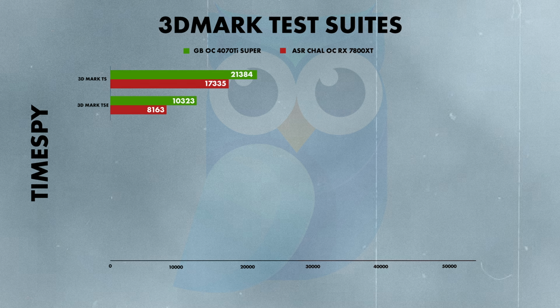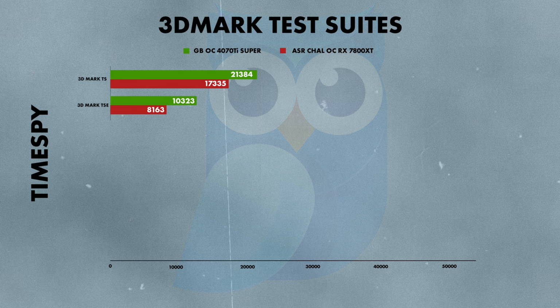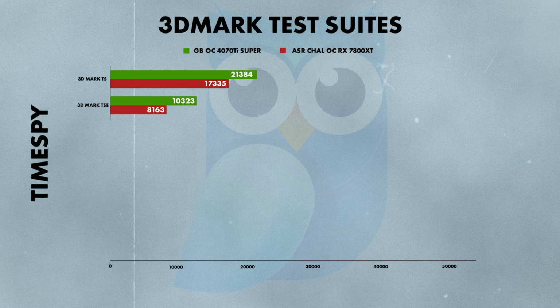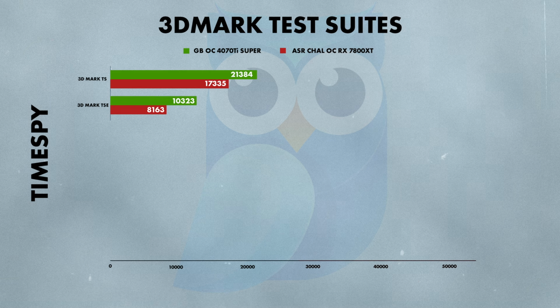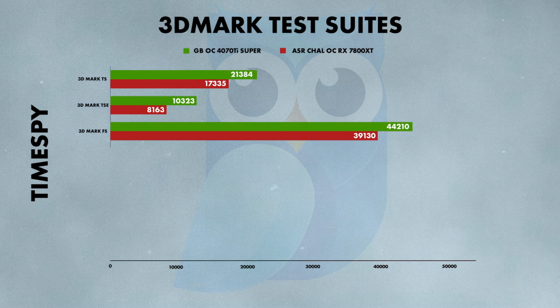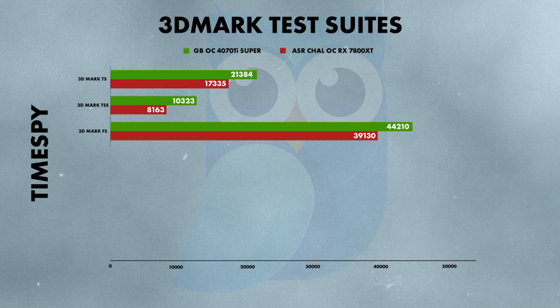Moving on to Fire Strike, Fire Strike Extreme, and Fire Strike Ultra, which do favor more 1080p. So you are going to need to have a good CPU to attain good results, because the lower the resolution, the higher strain it's going to put on your CPU. And this is why I use the 7800X3D. But we have a Fire Strike score of 44,210 on the NVIDIA 4070 Ti Super versus 39,130.